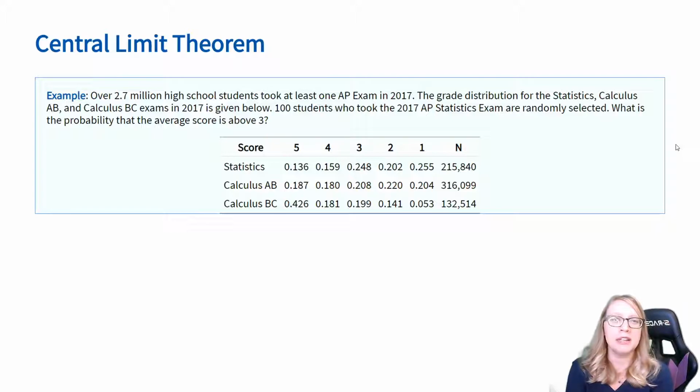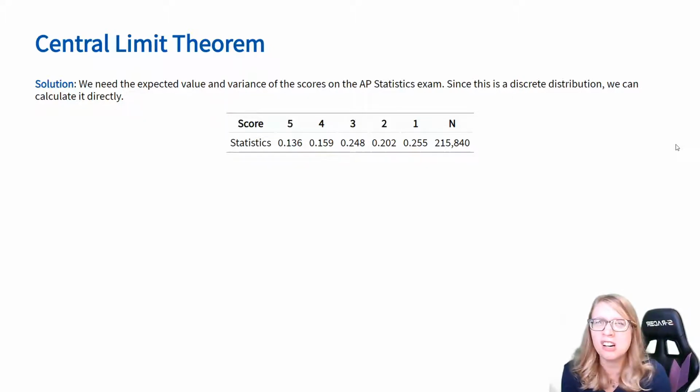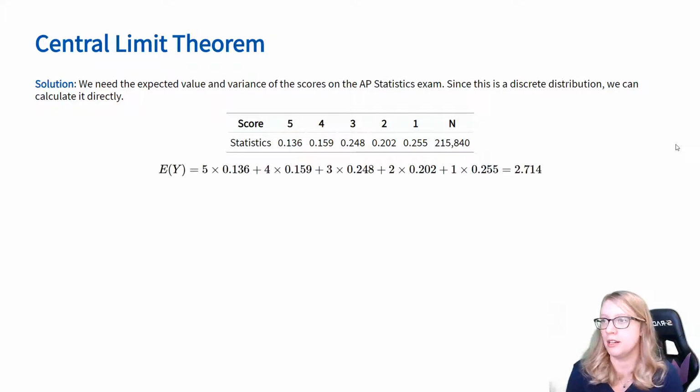What's the probability that the average score is above 3? This is an example of a discrete distribution, and certainly scores on the AP exam don't really follow one of our named distributions. But we can find the expected value of a score on the AP exam. We can find the average score. We can find the variance. That should be all we need to work with the central limit theorem.